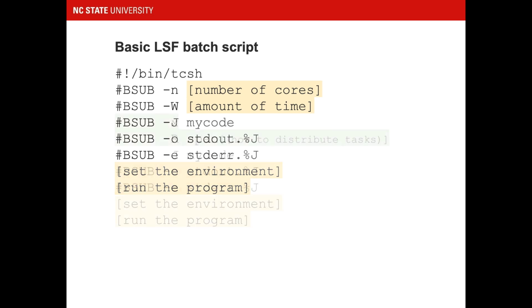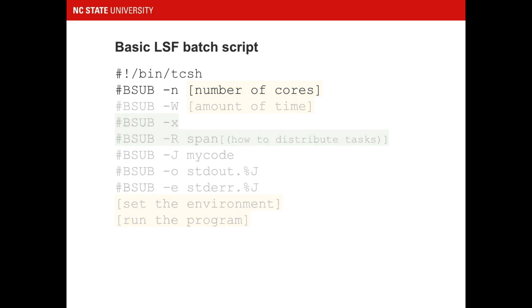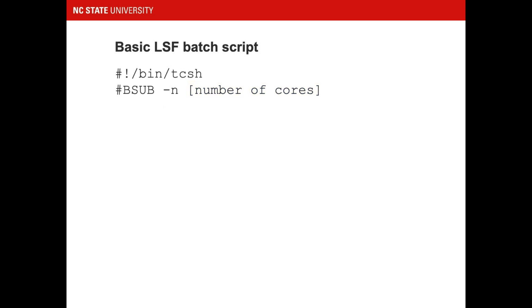To run the examples in this tutorial, we're only going to add 2 more items to this list. The first optional argument to this list is bsub -x, which specifies exclusive use of the node. The second optional argument is the bsub -R span specifier, and that instructs LSF how to distribute the requested cores over the nodes. Let's go over the first optional specifier, bsub -x. When should you use -x?